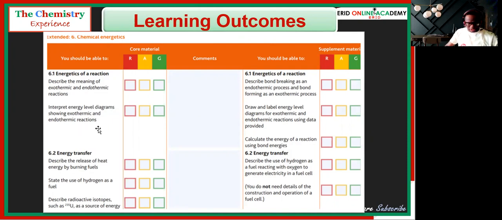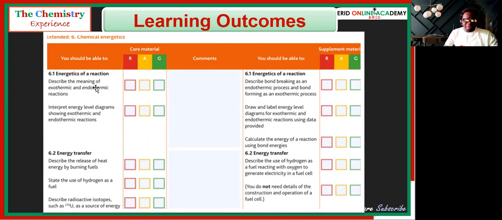Especially the 6.1, okay? The 6.2, it's just simple things you could read up, nothing technical in 6.2. So we can focus on this 6.1. It's going to be very, very productive, okay? So you should be able to describe the meaning of exothermic and endothermic reaction.